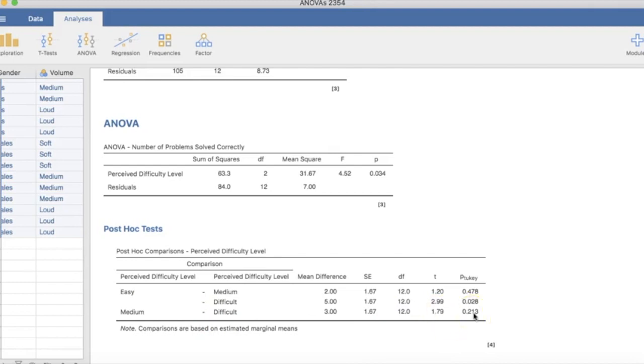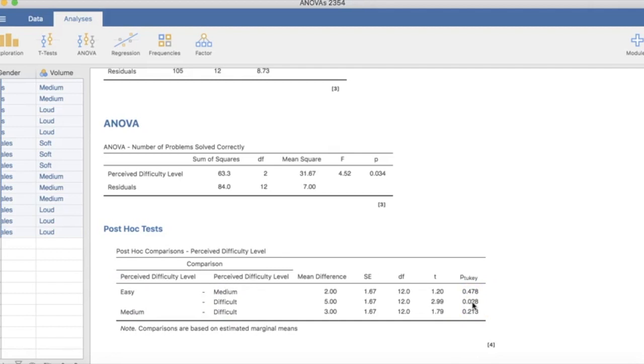And then more importantly, it gives us a p-value. This is the only part that we wouldn't be able to calculate by hand. So we compare this column basically to our alpha. And the only one that's smaller than our alpha is the group easy compared to difficult. So this is a significant finding.